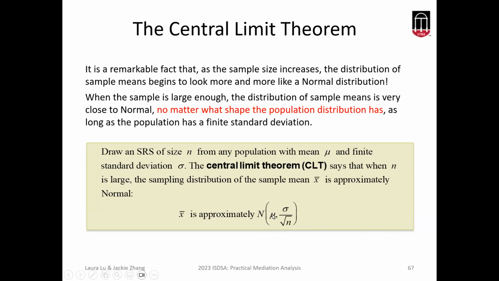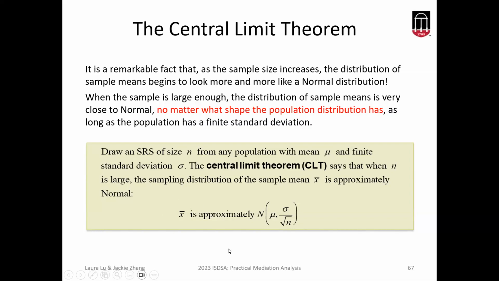And what is the mean? The mean is mu, the original mean of X. And what is the variance? The standard error: sigma is the original standard deviation of X, but for X bar it will be sigma divided by the square root of n. In other words, the variance will be the original variance divided by n.